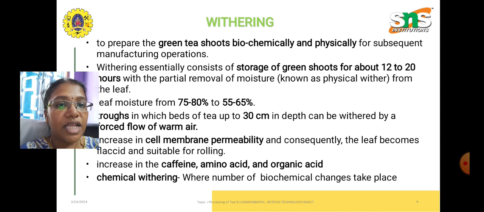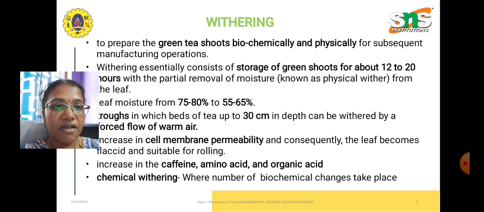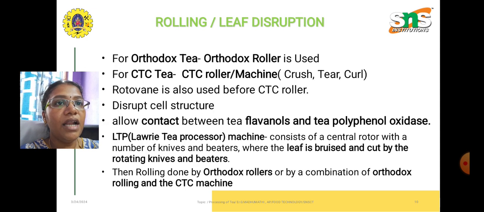So there is an increase in cell membrane permeability, and consequently the leaf will become somewhat flaccid and it will be easier for the rolling operation. And also in withering there will be an increase in caffeine content, amino acid and organic acid content. And next is rolling, or the leaf disruption takes place. So for the orthodox tea we use an orthodox roller.